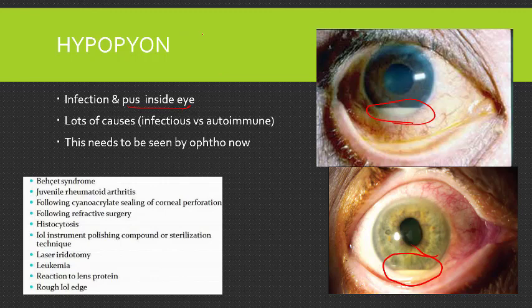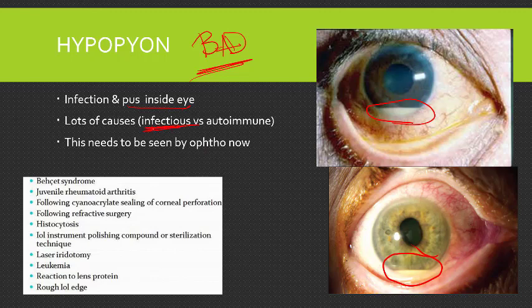So a hypopyon is always, always, always transmitted or admitted or transferred. I just combined transferred and admitted to transmitted. That's right. I'm cool like that. So, hypopyon, bad, got it.